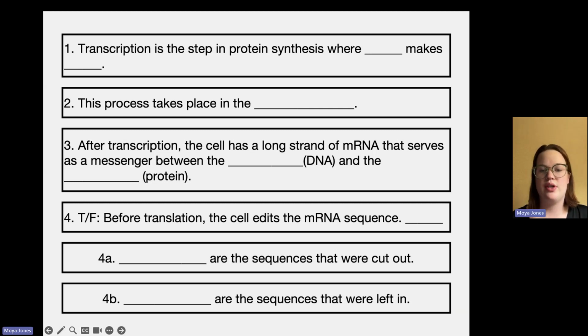True or false, before translation, the cell edits the mRNA sequence. That is true. Blank are the sequences that were cut out. Those are called introns. I know it sounds opposite of what it should be, but introns get cut out, and exons are the sequences that get left in.